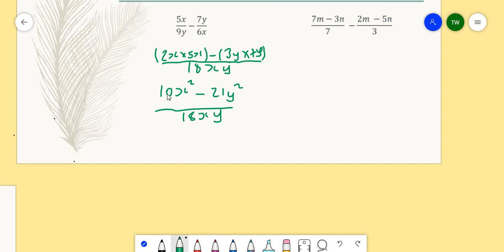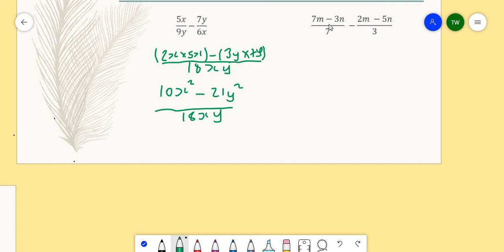At this stage, the fraction is already in its lowest term. This term is 10x squared, which is different from 21y squared. So we cannot simplify this fraction any further. So that is our answer there.